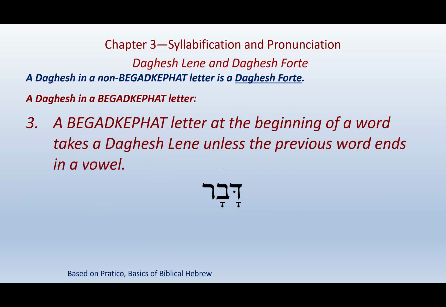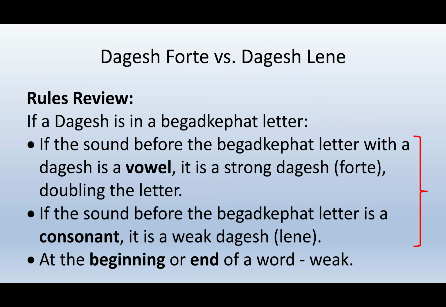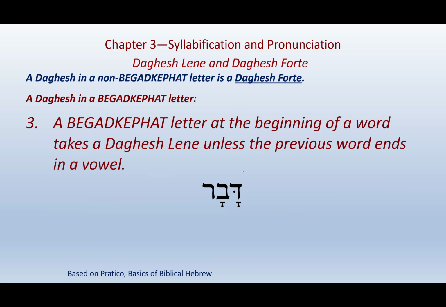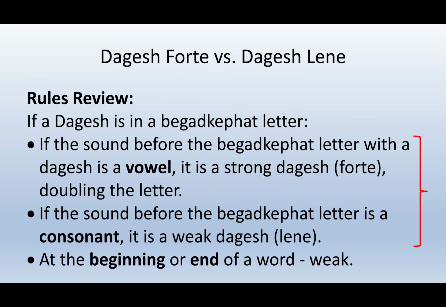Number 3, a begat kafat letter at the beginning of a word takes a Dagesh Linne unless the previous word ends in a vowel. And so this is going to be a Dagesh Linne. Well, assuming the last word maybe ends with a hey with no vowel, then this would just be a Linne. Devar, that word again. So just a quick review on the rules.